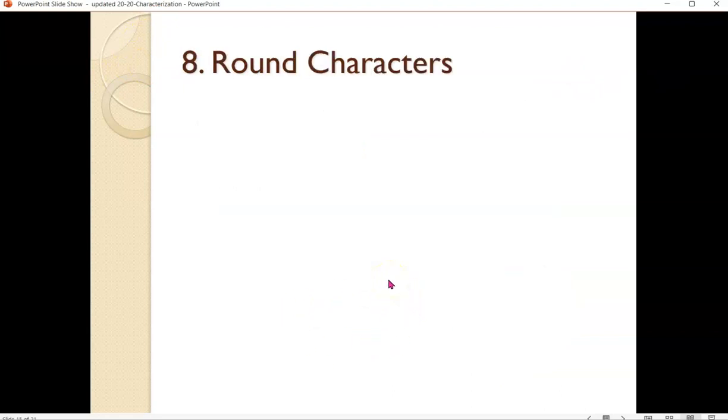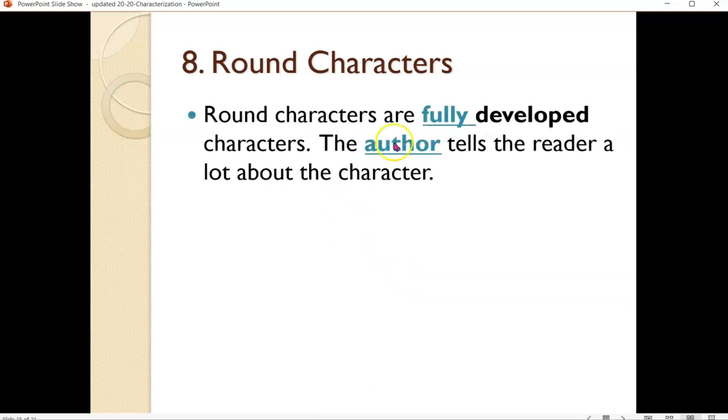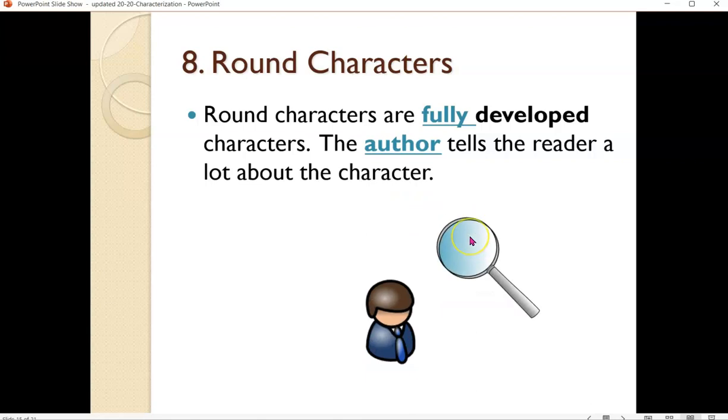So a round character, okay, the circular, round character, is fully developed. Meaning that the author tells the reader a lot about the character. You know about their past, you know about their current time, you know about what they'd like to do in the future. They're fully developed, all right? And so, little magnifying glass on that character.